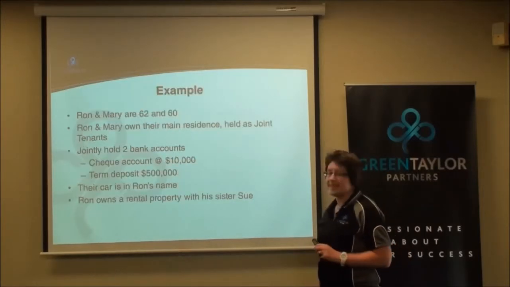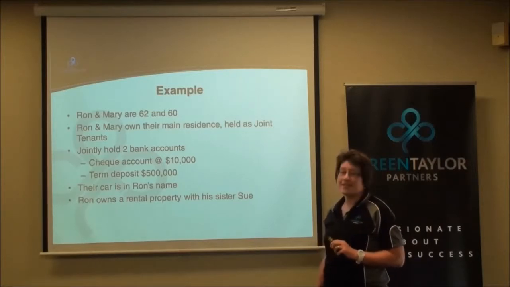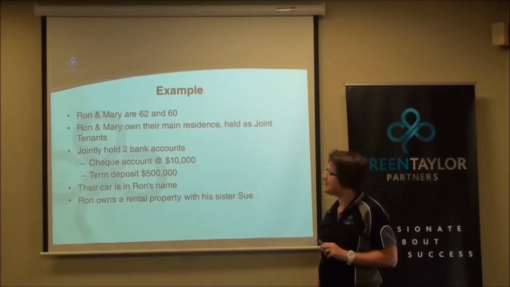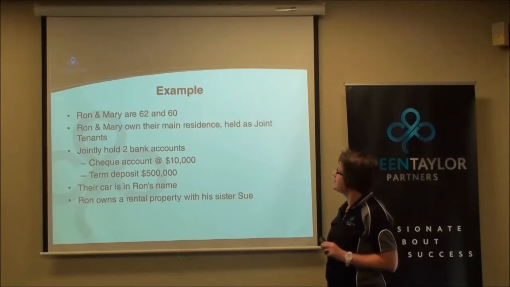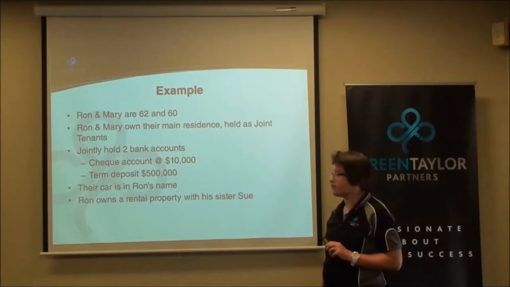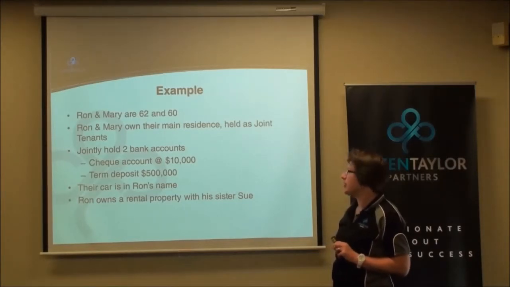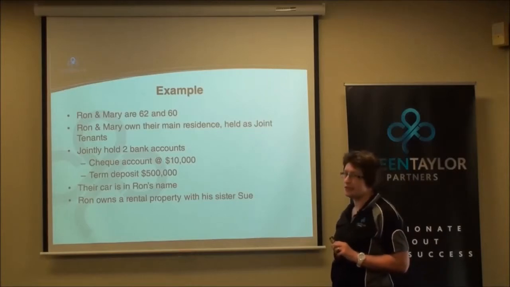So we'll go through an example and address each line item. Ron and Mary are 62 and 60. They have a couple of kids and a few grandkids. Ron and Mary own their own residence, held as joint tenants. They jointly hold two bank accounts, a cheque account around $10,000 and a term deposit of about $500,000. Their car is in Ron's name, and Ron owns a rental property with his sister Sue.